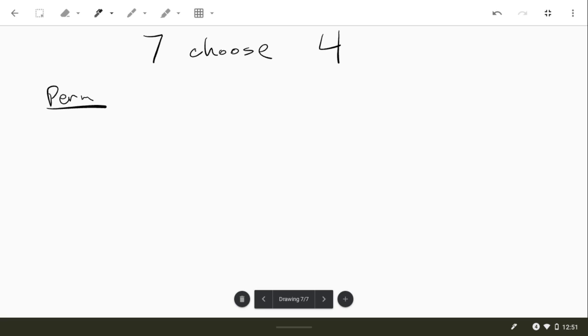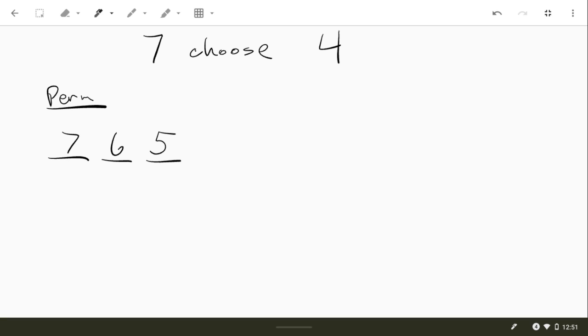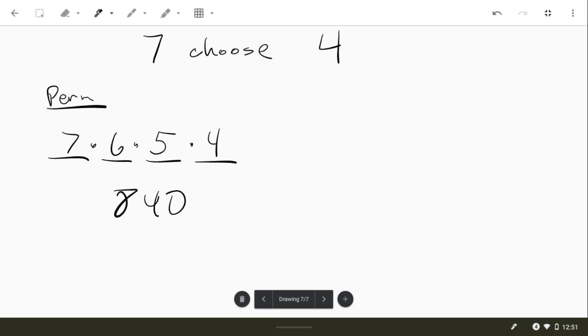If you're trying to fill four spots with 7 options, you had 7 options for the first one, 6 options for the second, then 5, then 4, and we said we could just multiply these. So this was, I think, 840. Let me double check here. Yeah, so on the permutation side, there's 840.